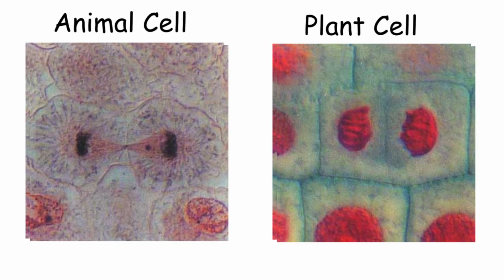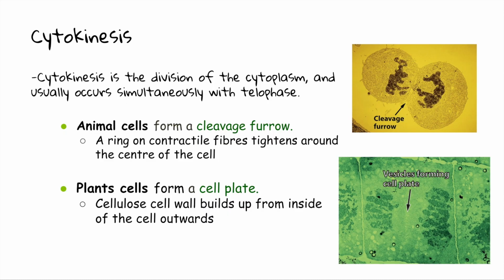So here we can see quite clearly that the cells are in telophase because two genetically identical nuclei have been formed, and this is seen as the chromosomes have uncoiled and they are now in a nuclear envelope. So now that we've looked at mitosis, we'll look at the third phase of cell division, which is cytokinesis. Cytokinesis is the division of the cytoplasm, and it usually occurs simultaneously with telophase, which is the last phase of mitosis.